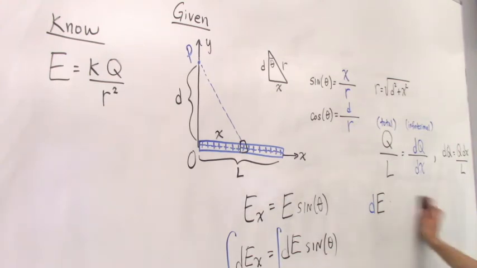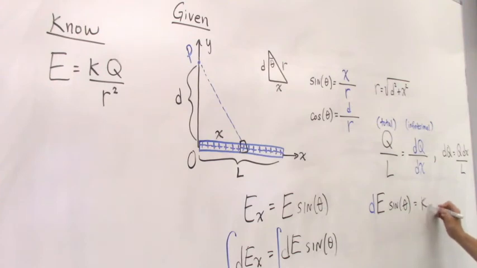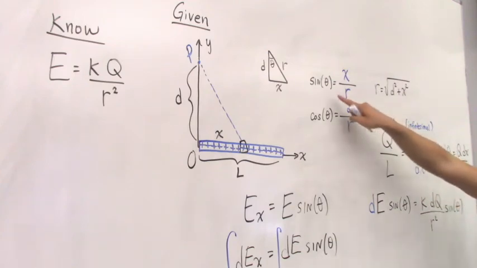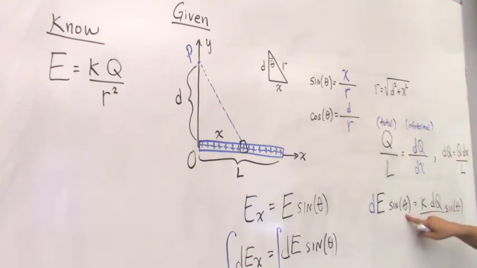So we have dE sine of theta equals k dQ over r squared times sine of theta. Do you see the substitution? I want to make the substitution. I want to plug in what sine of theta is, and I want to plug in what dQ is. Let's plug that in right now and see what we get. I'm going to try and highlight that with a different color.